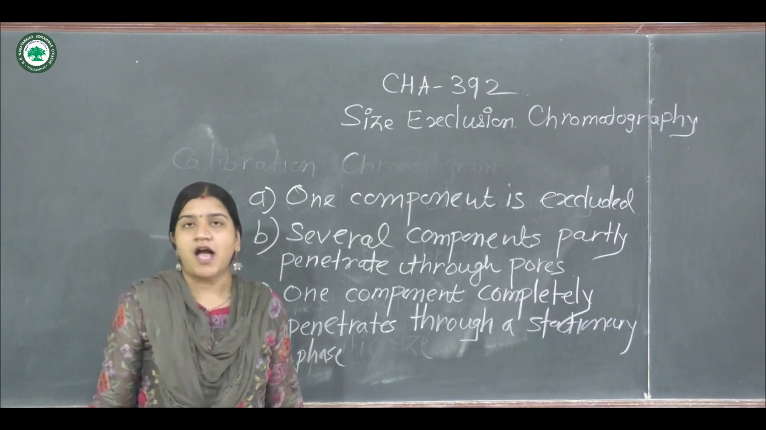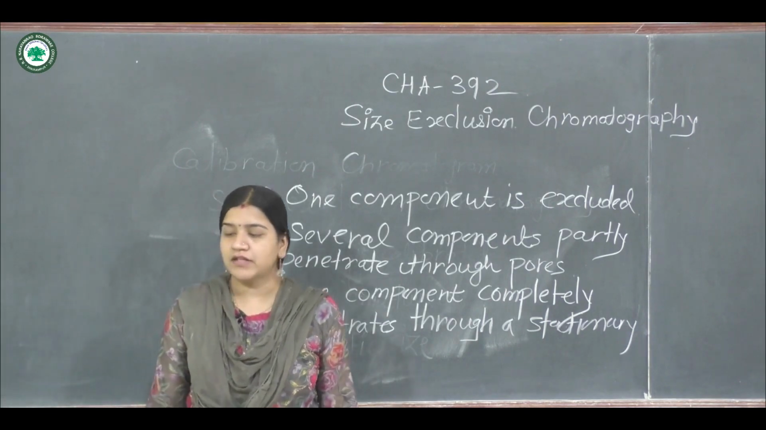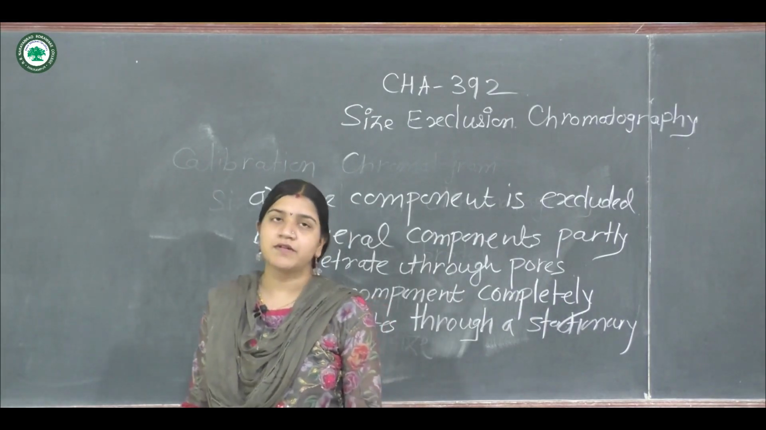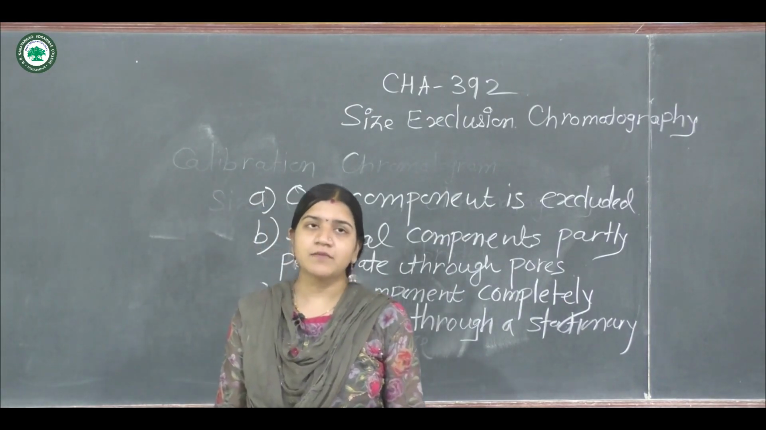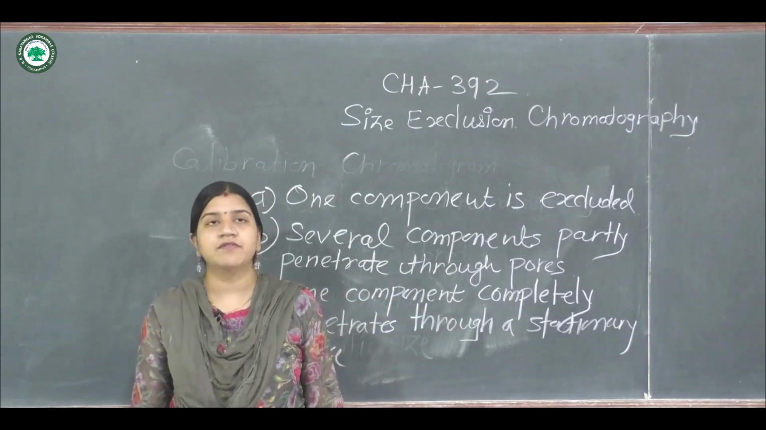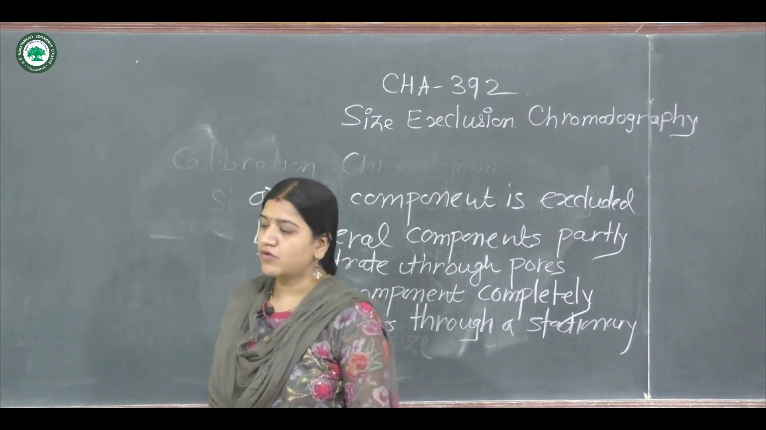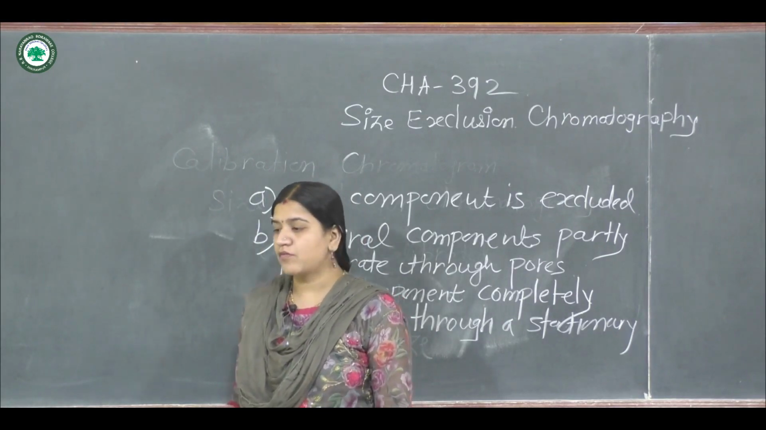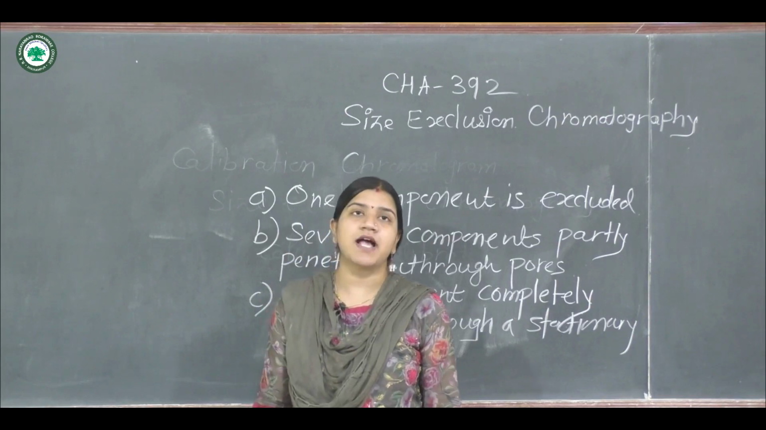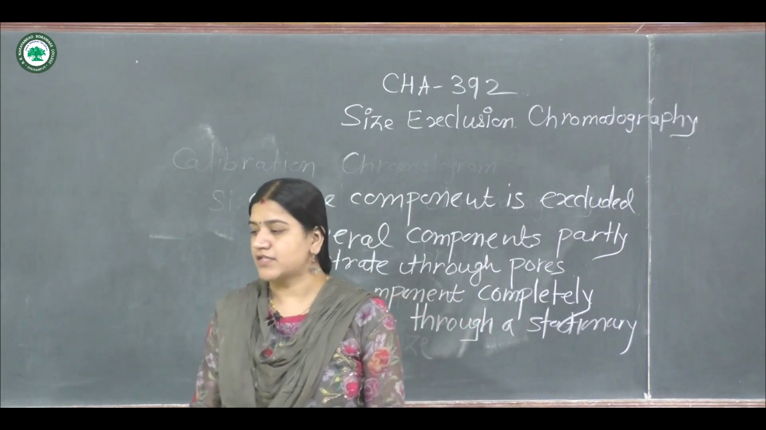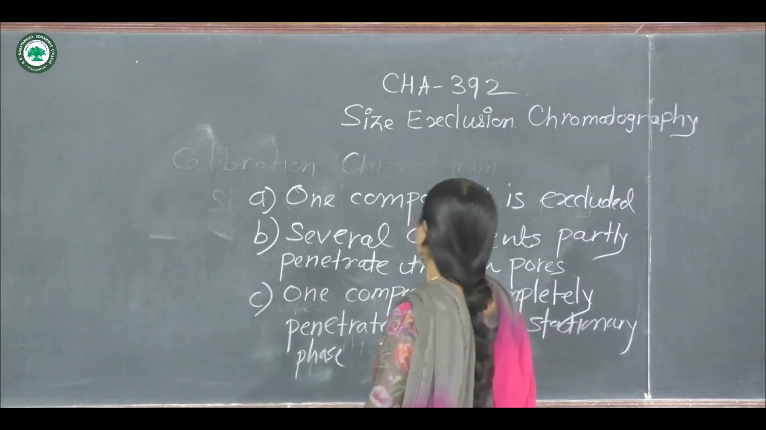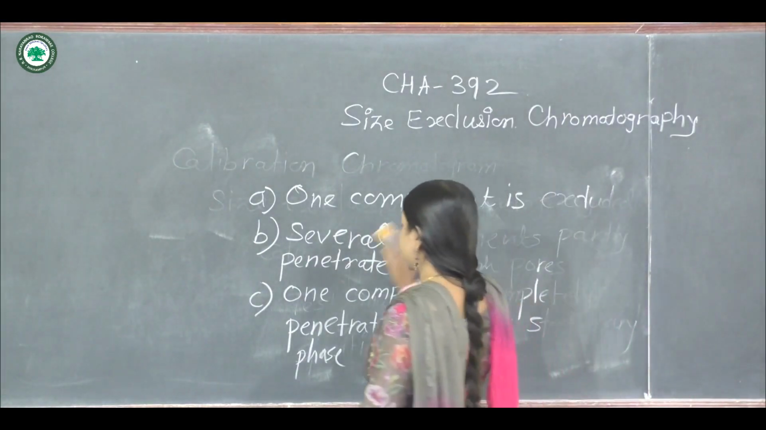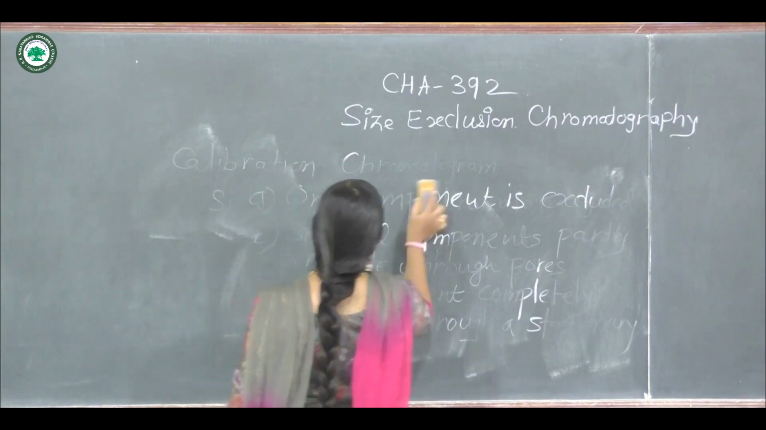So one component is excluded, several components partly penetrate through the pores, and one component completely penetrates through the stationary phase. After this, the molecules with a degree of polymerization N in between 14 and 1 are eluted by using the volume between V1 and V0. So V0 minus V1 corresponds to the pore volume, which is represented as Vp for the stationary phase. The pore volume plays a very important role in case of size exclusion chromatography.